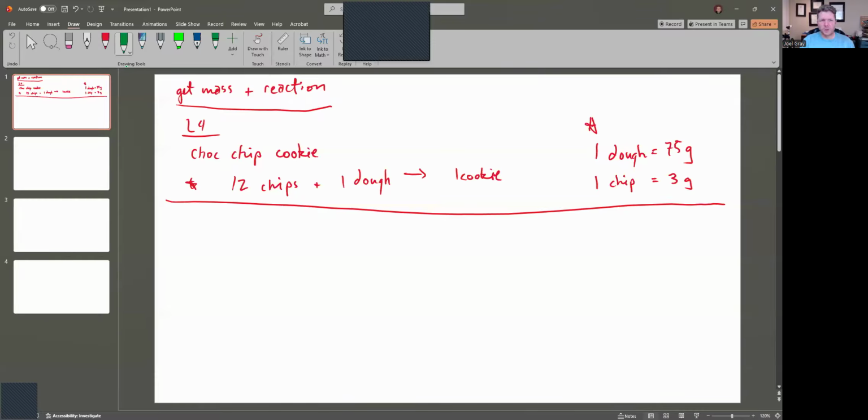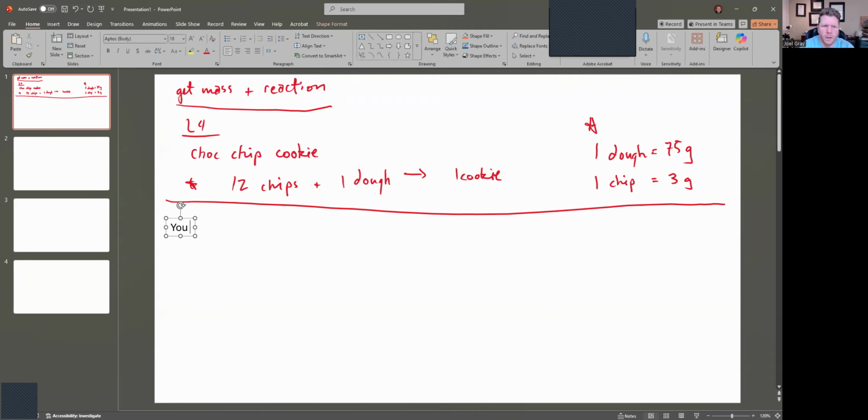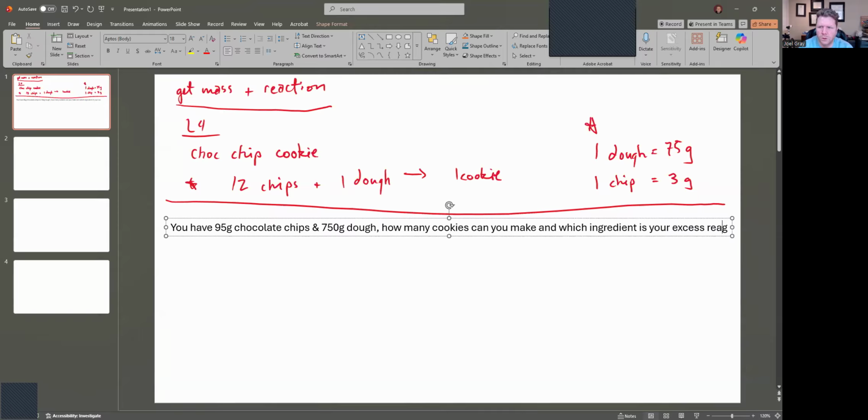So now I'm going to give myself an actual question. And I'm going to type it out in my text box. You have, let's say, 95 grams chips and 750 grams dough. How many cookies can you make? And which ingredient is your excess reagent?